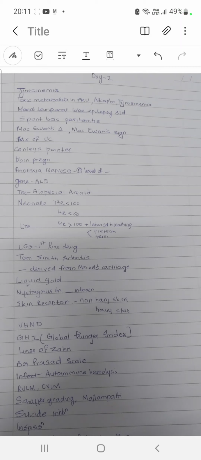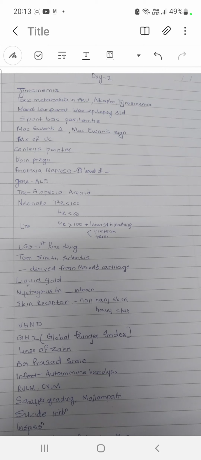So, first topic is tyrosinemia. You have tyrosinemia 3 types. Type 1 it is fumarylacetoacetate hydrolase, then tyrosine transaminase is type 2. So, you have to know which are the organs involved. Type 1 is associated with hepatorenal involvement, type 2 is oculocutaneous.